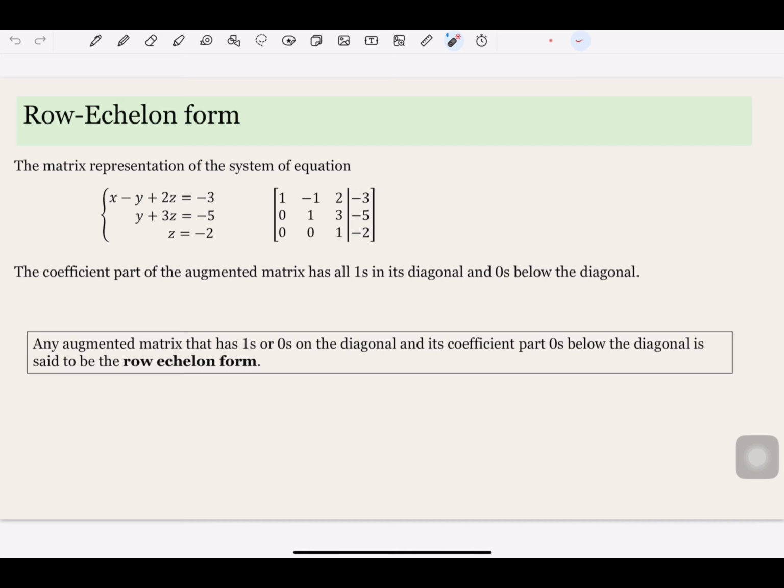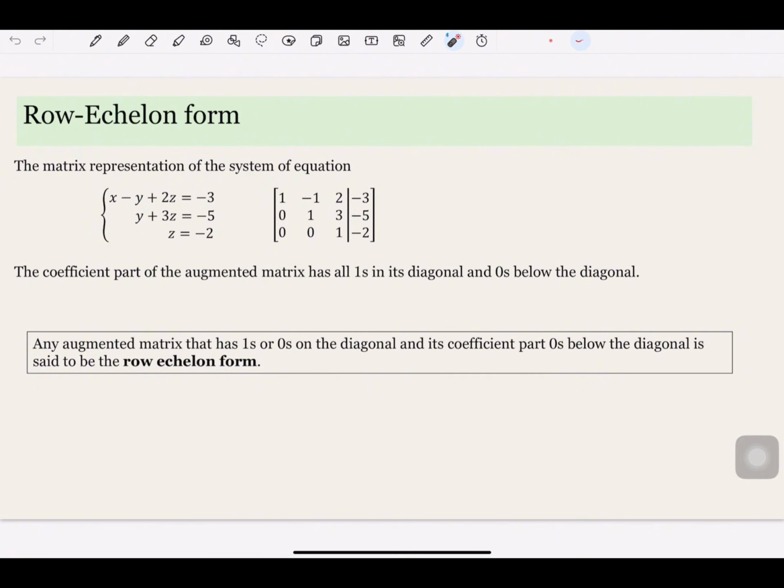So row echelon form means in the diagonal you should have ones or zeros, and all the entries below the diagonal should have zeros. A format like this we call row echelon form. This form is the goal when we use the Gauss elimination method. Once we reach it, we can quickly solve for the variables using back substitution.